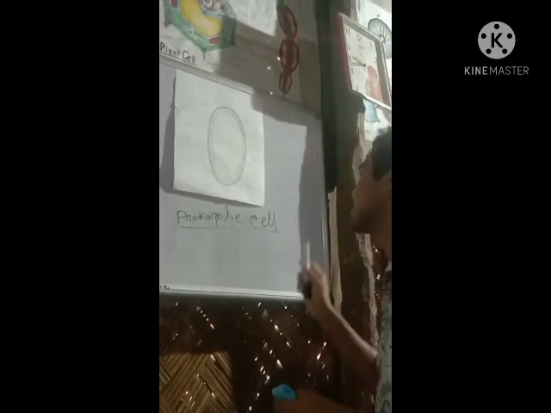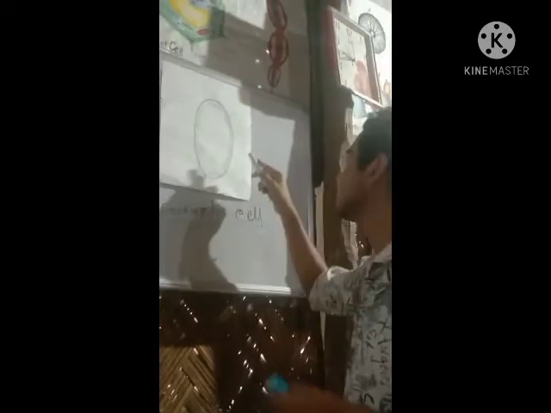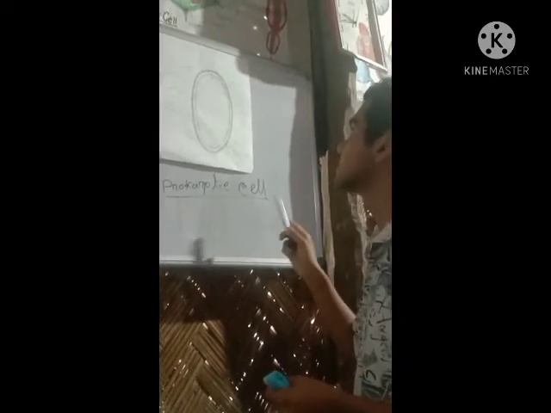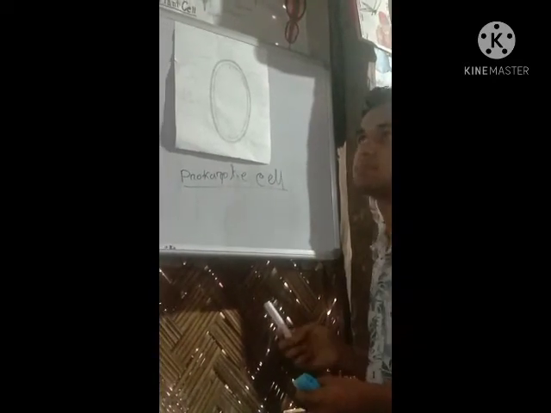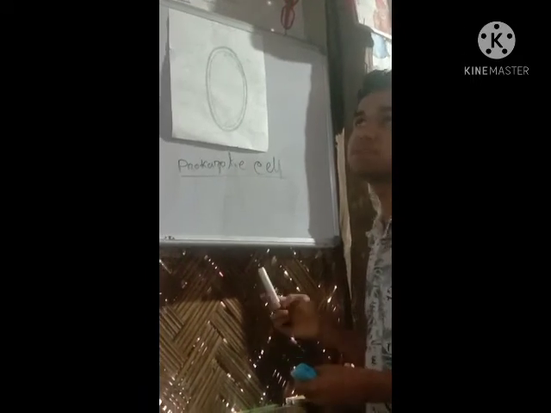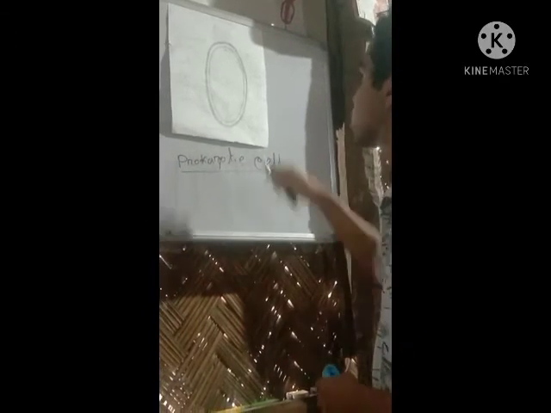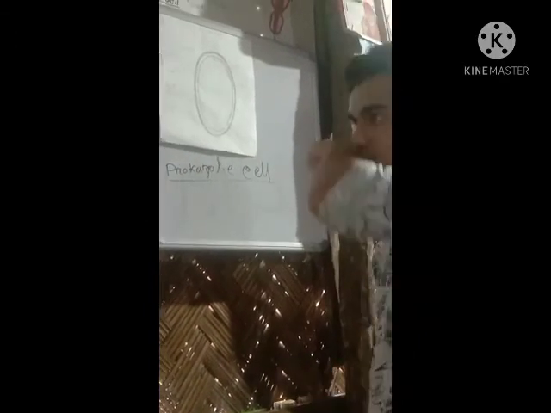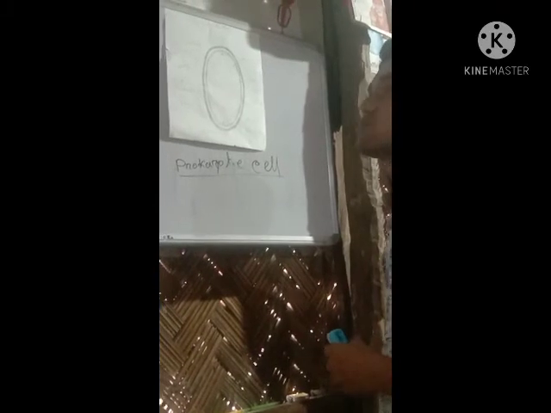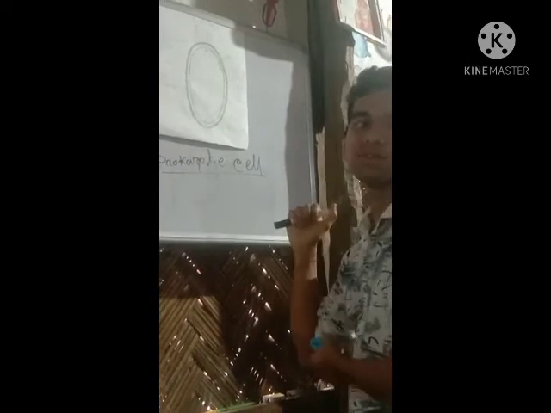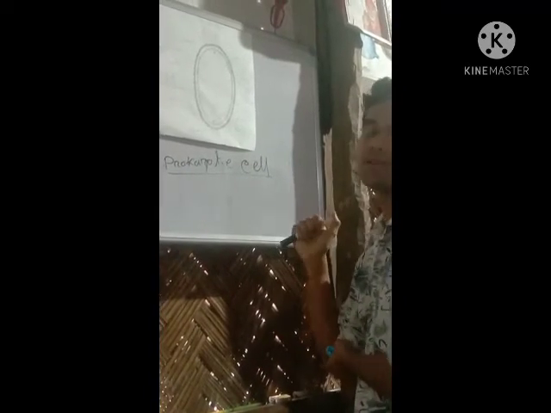Then DNA and nucleus. The nucleus present in the prokaryotic cell is a primitive nucleus. And then chromatophore. Chromatophore is a long, elongated tube-like structure which contains different types of pigments and helps in energy production.